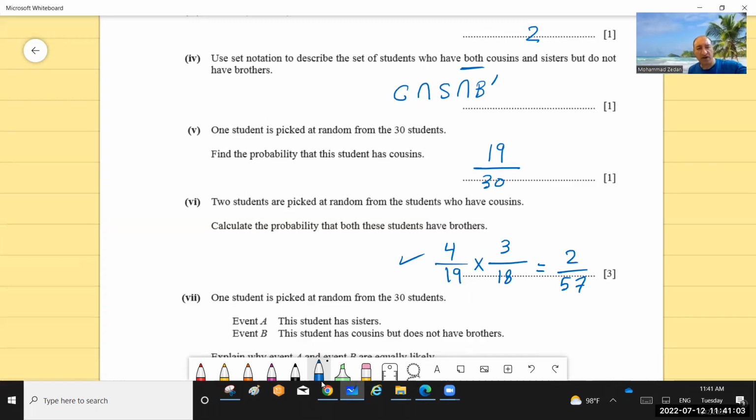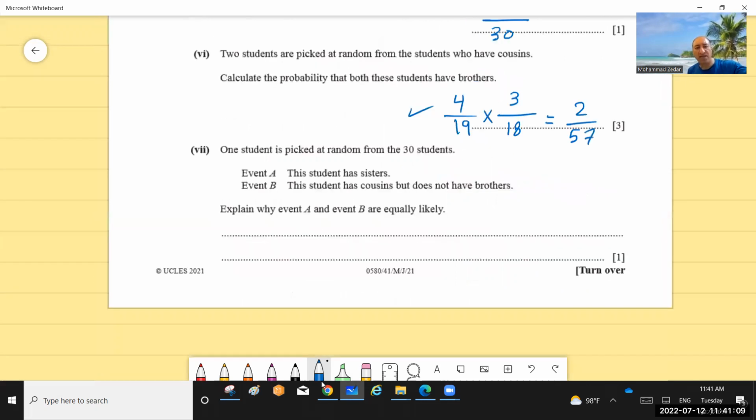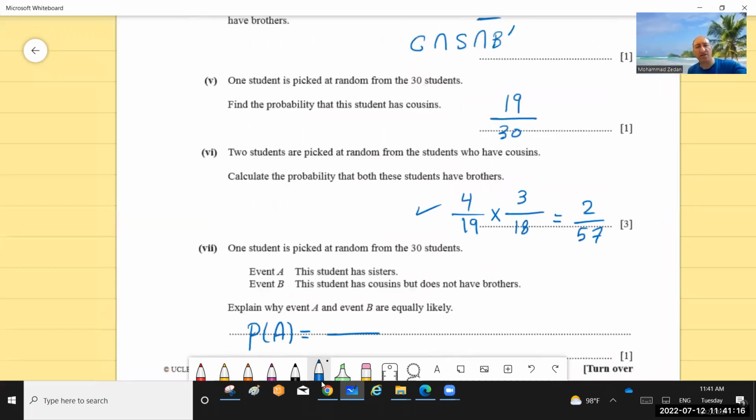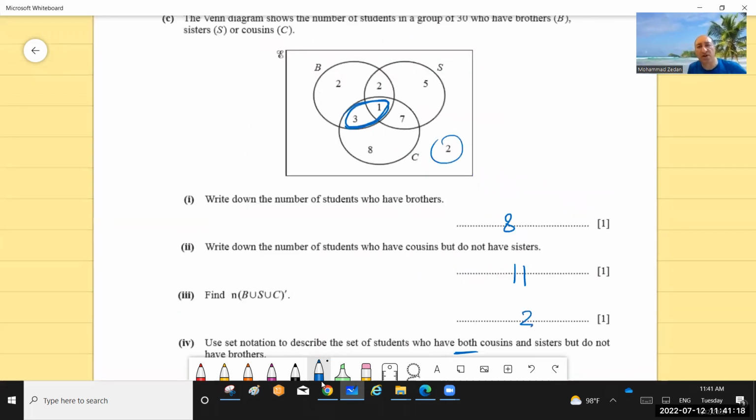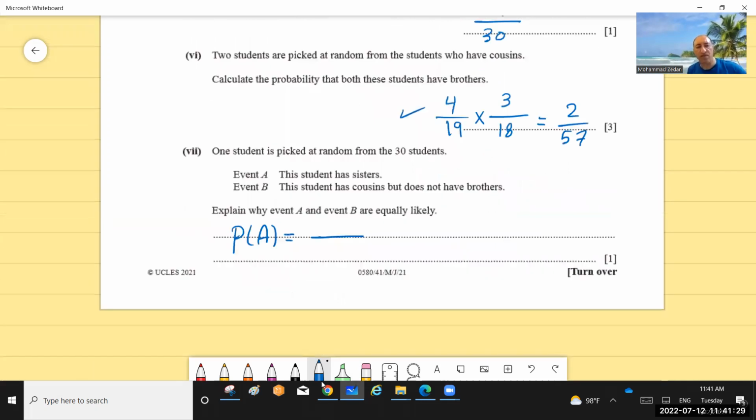Number 7. One student is picked at random from the 30 students. Event A represents a sister. Probability of A: go to the number of sisters. Where are the sisters now? Look: 2, 1, 7, and 5. What's the sum of these? 2, 1, 3, 7, 10, 15 out of 30. So the probability of picking one who has a sister is 15 out of 30.